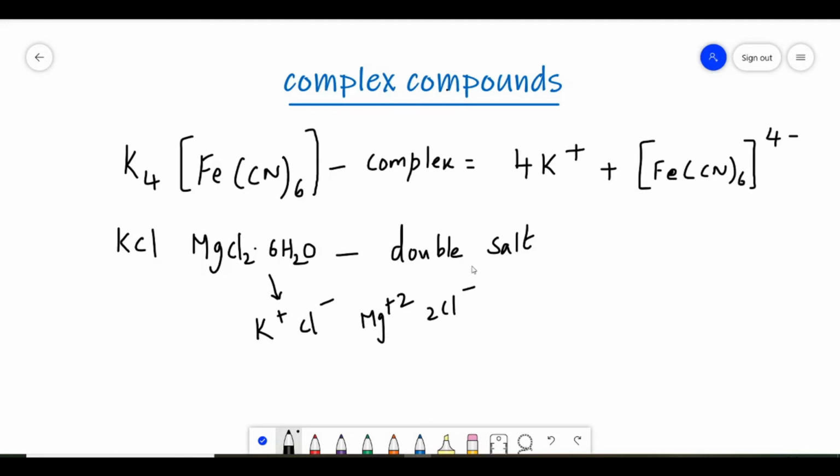But if you perform any test for first group cations or second group cations or chloride ions, this salt will respond. So that is the main difference between a complex and a double salt. A complex will never lose its identity, whereas the double salt will be ionized and immediately loses its identity.